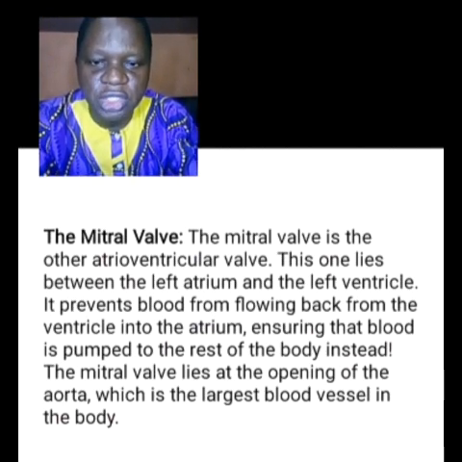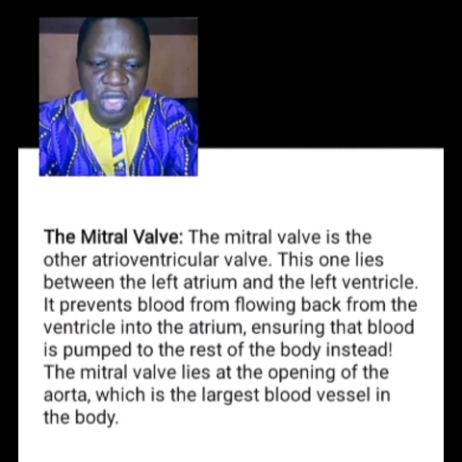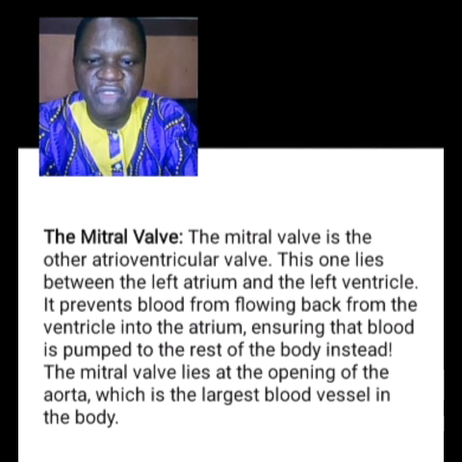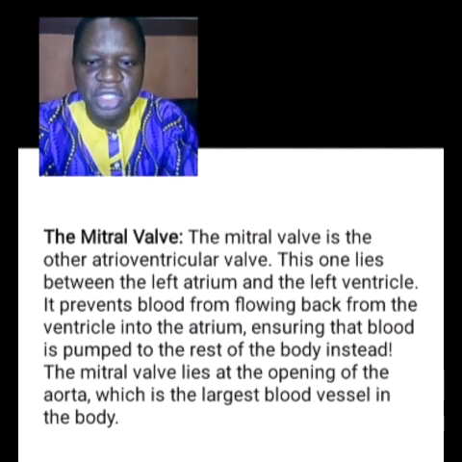That ensures that blood is pumped into the rest of the body instead of moving back into the heart. So the bicuspid or mitral valve ensures that the blood moves into the ventricle, and then from the ventricle it goes directly into the aorta, which of course will send the blood to other arteries.